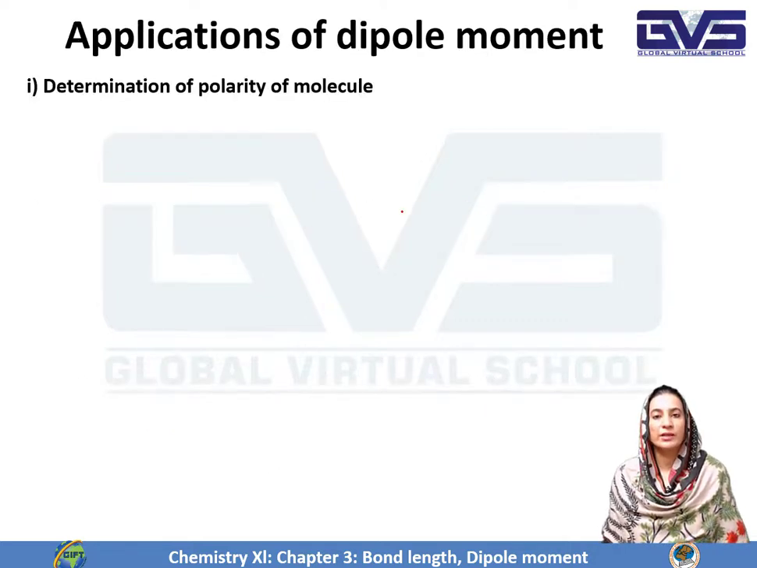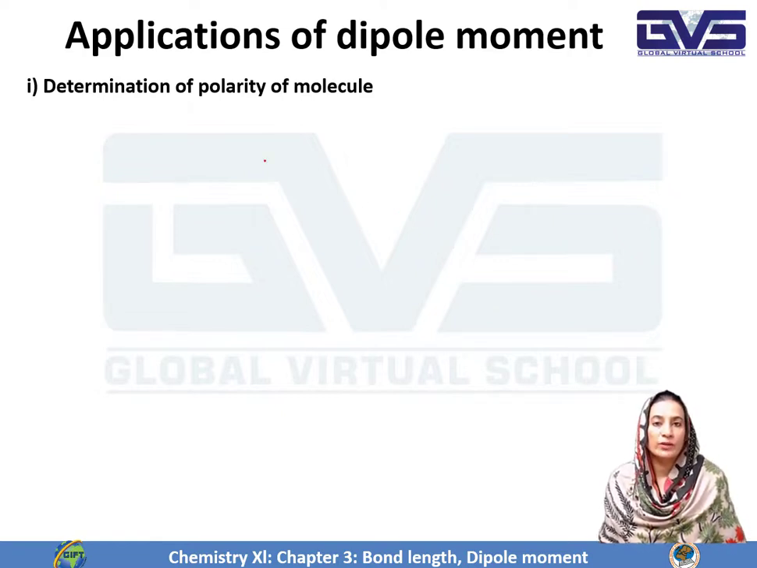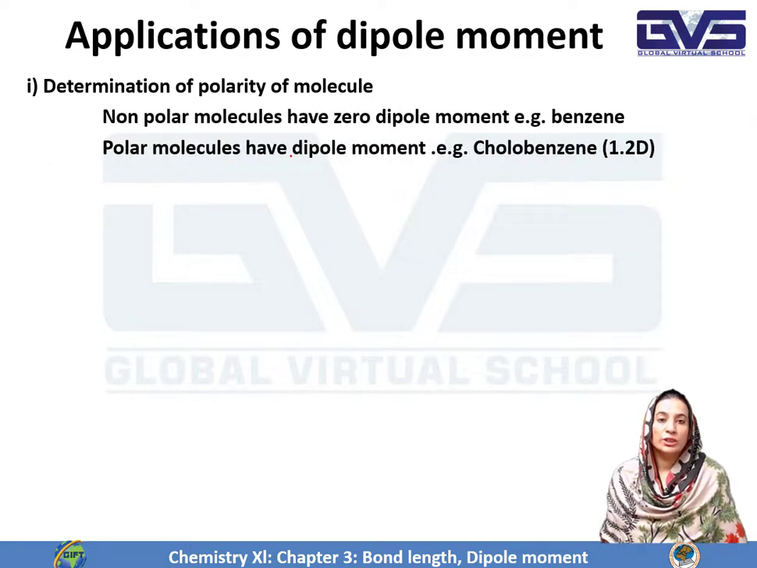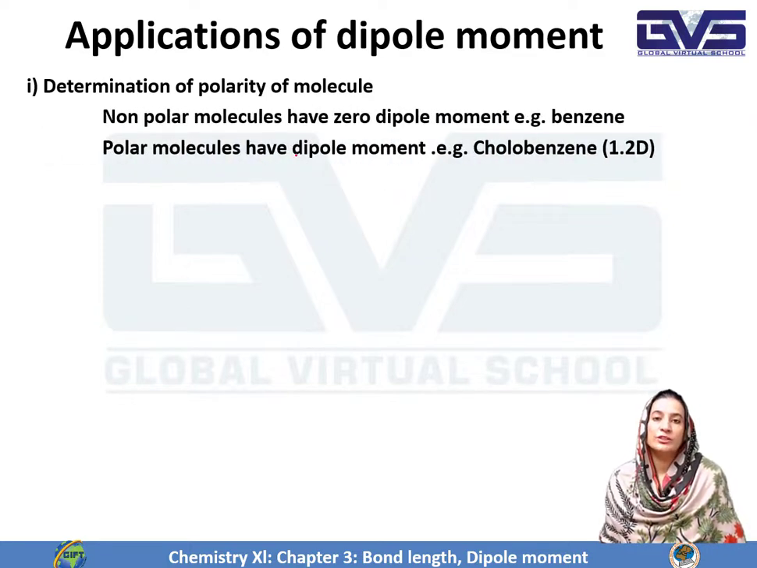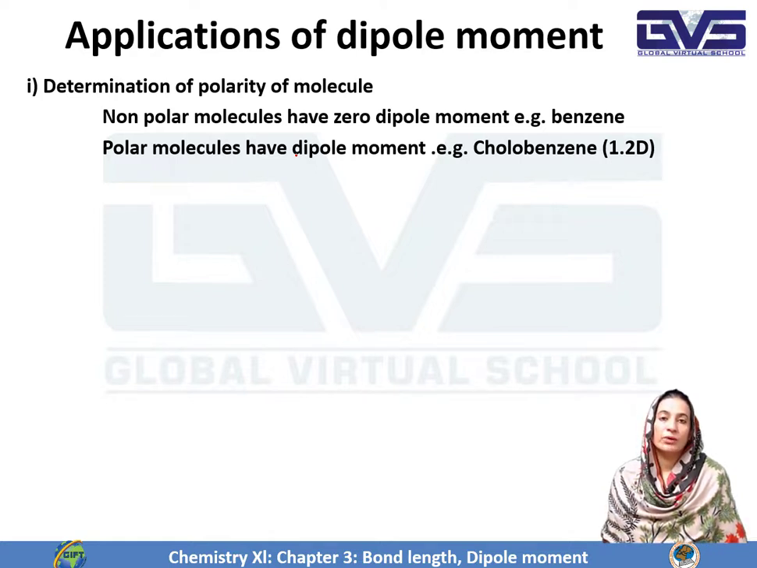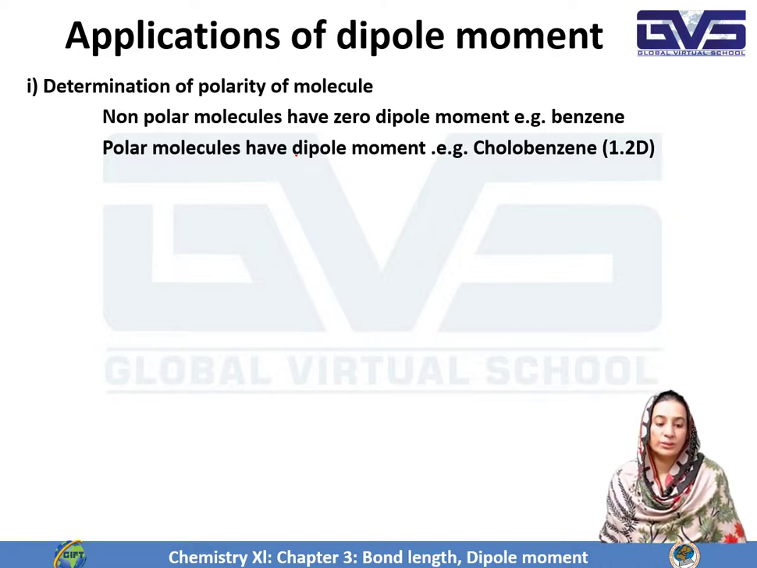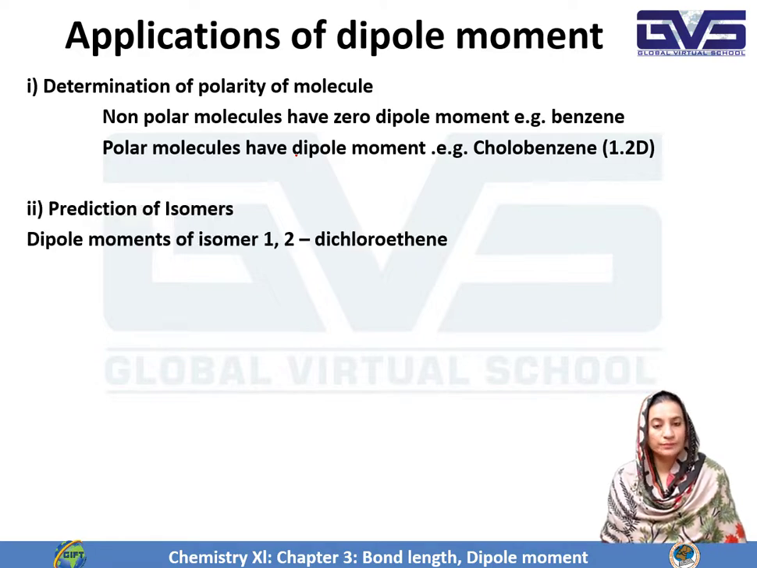And what is its application? What is the use of dipole moment? First, it determines the polarity of molecules. Usually non-polar molecules have zero dipole moment, for example benzene, while polar molecules have some value of dipole moment, like chlorobenzene, which is 1.2 debye. So you have to memorize their dipole moment values. Its application is that we can predict the isomers.